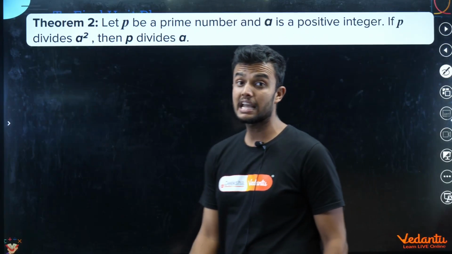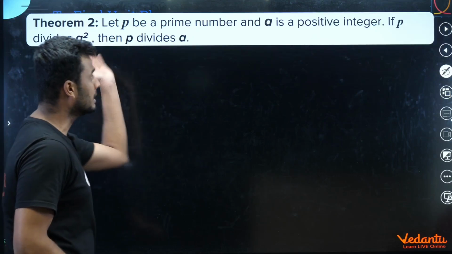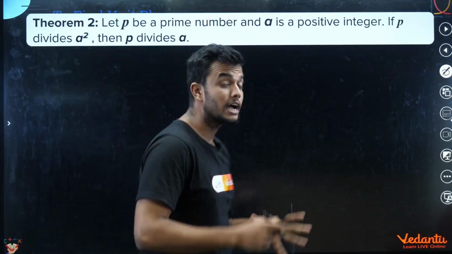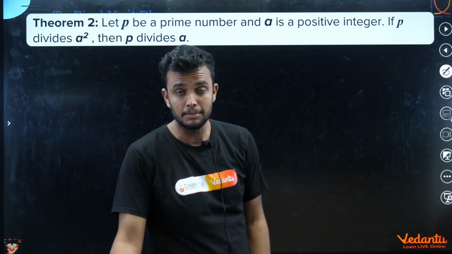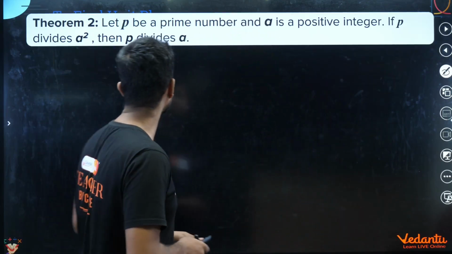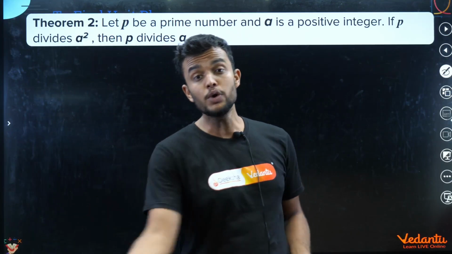Okay, next, theorem 2, very, very important. What is the statement of the theorem? Let P be a prime number and A a positive integer. If P divides A square, then P divides A. We need to prove that if P divides A square, then P divides A. For example, if 2 divides 4, then we need to prove that 2 divides 2.